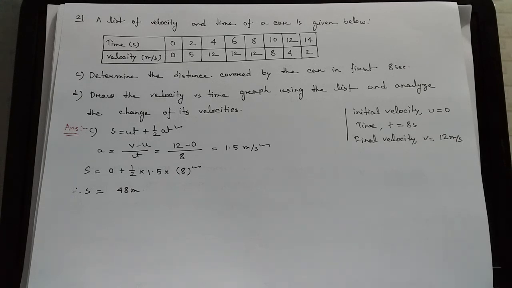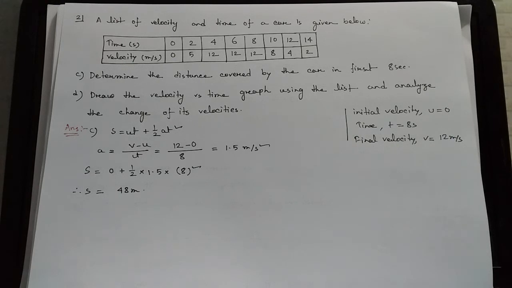A list of velocity and time of a car is given below. Time: 0, 2, 4, 6, 8, 10, 12, 14 for different times. The velocities are 0, 5, 12, 12, 12, 8, 4, 2. These are the velocities for different times. According to this STEM question, question C: determine the distance covered by the car in the first 8 seconds. And question D: draw the velocity versus time graph using the list and analyze the change of its velocities.